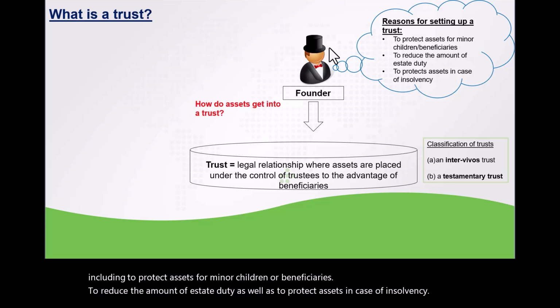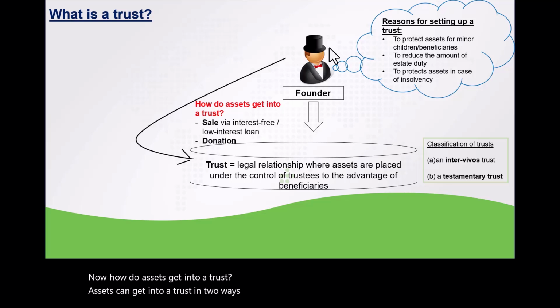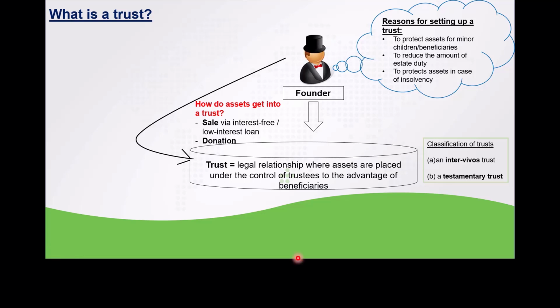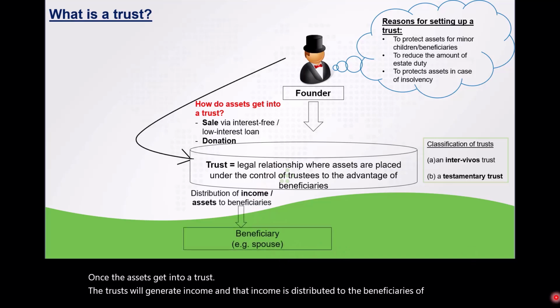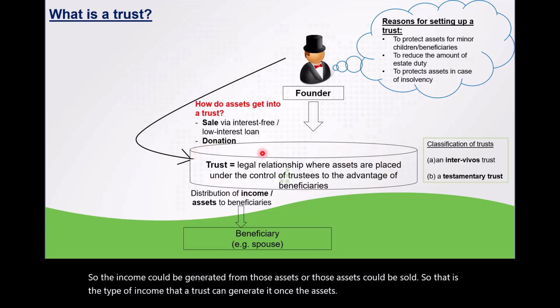Now, how do assets get into a trust? Assets can get into a trust in two ways: either through a sale via an interest-free or low-interest loan by the founder of the trust, or through a donation by the very same founder of the trust. Once the assets get into a trust, the trust will generate income, and that income is distributed to the beneficiaries of the trust. The income could be generated from those assets, or those assets could be sold. That is the type of income that a trust can generate once the assets get into the trust.